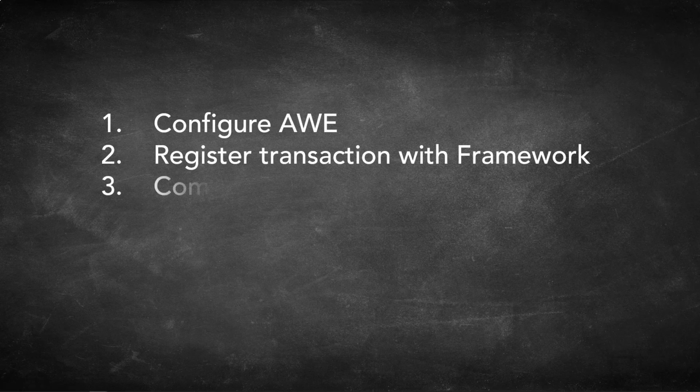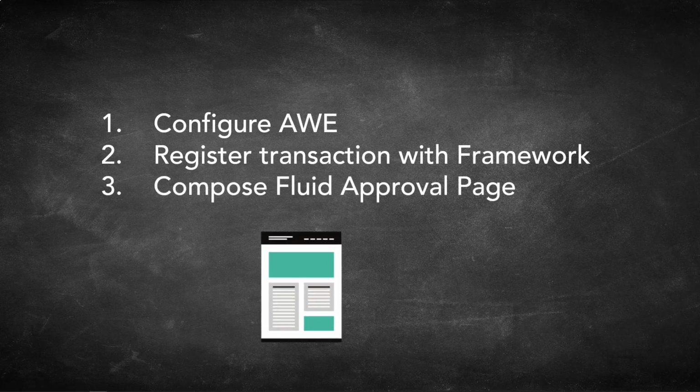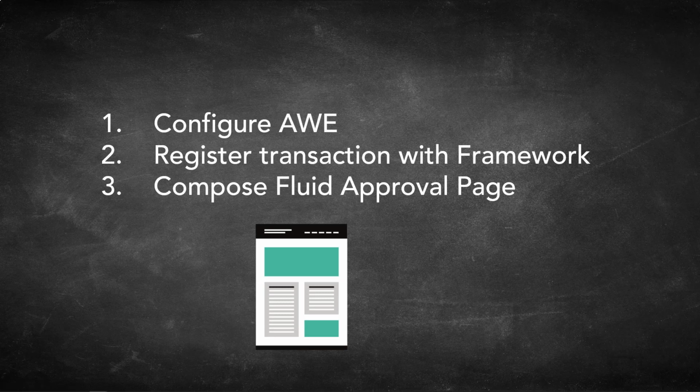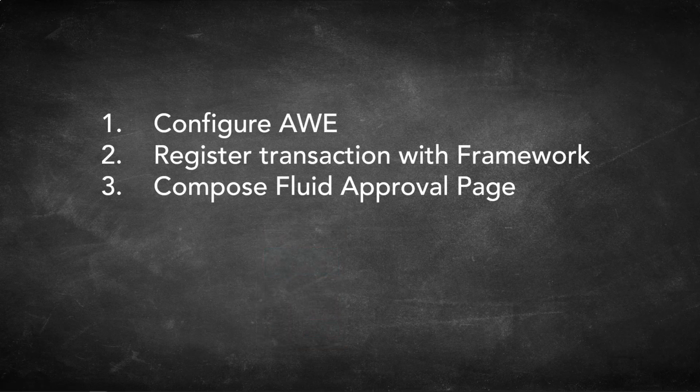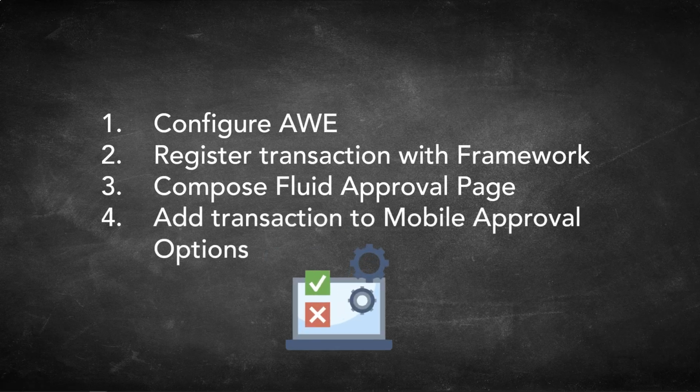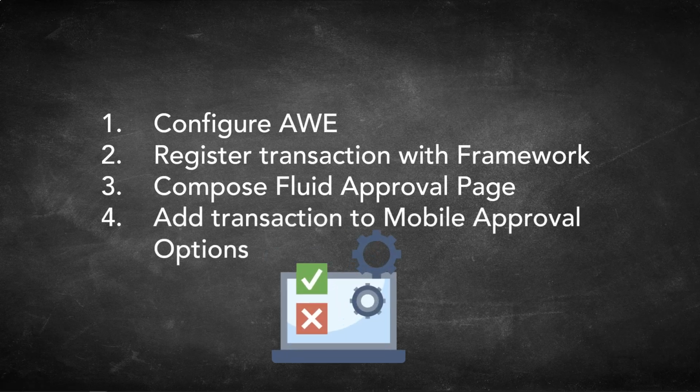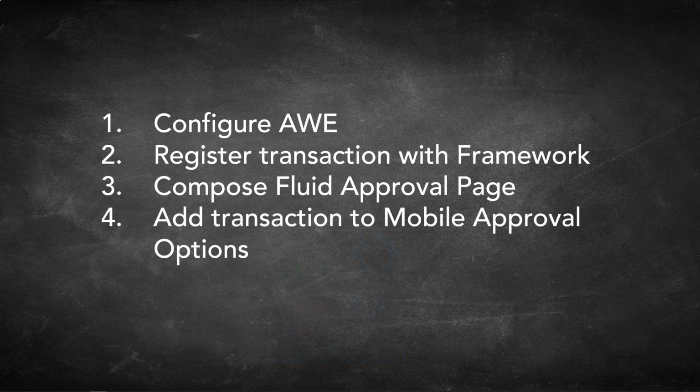Step number 3, we can pick and choose which field values should appear on our fluid approval page based on different form factors using Page Composer. And lastly, we have to associate our approval process definition with mobile approval options page. Since I have completed step number 1 in my previous episode, I will jump to step number 2.